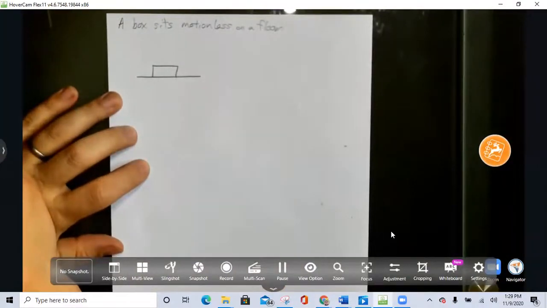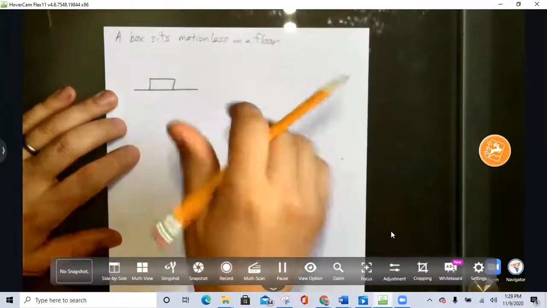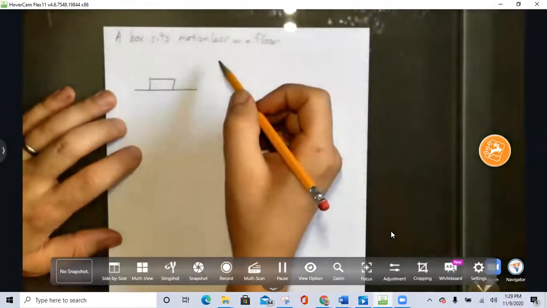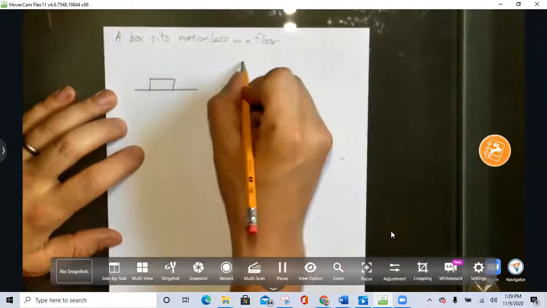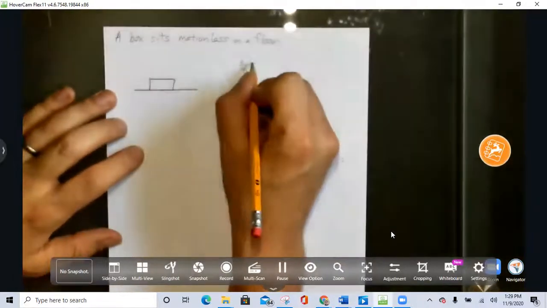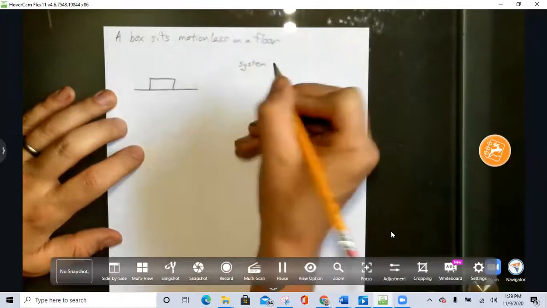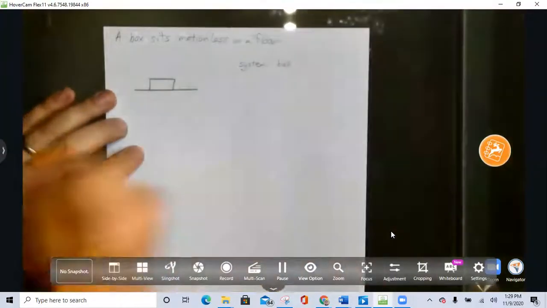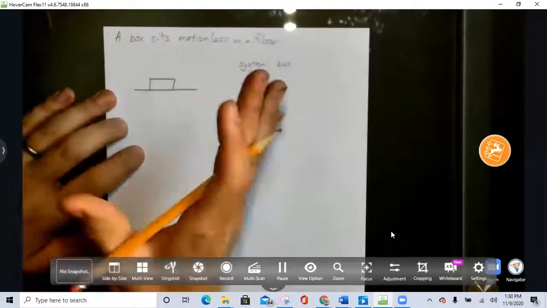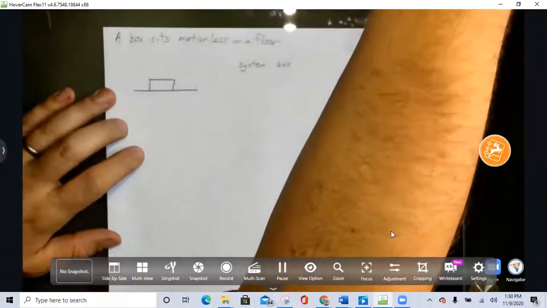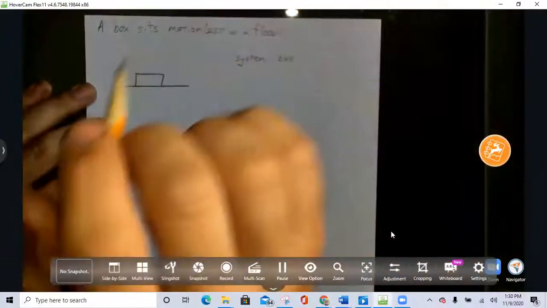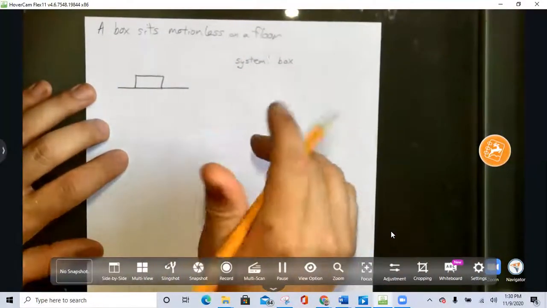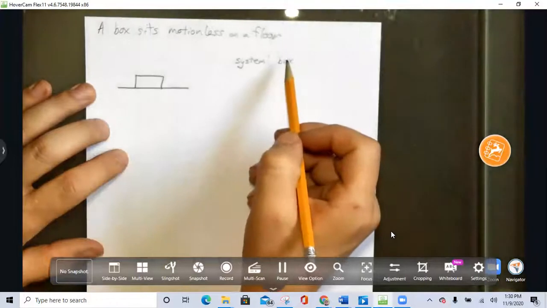All right. So here's our problem. A box sits motionless on the floor. And I want to draw an FBD, a free body diagram or a force diagram for this scenario. So first step is to define your system. The system is the box, right? This may seem like, why are we doing this? But in reality, the more careful you can be, the better and happier you're going to be. So system is the box.